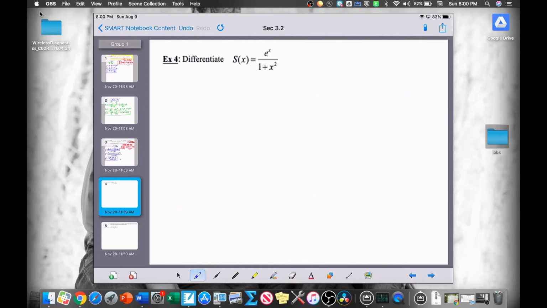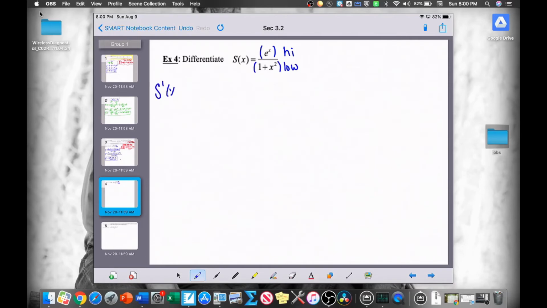Example 4, we are supposed to differentiate another quotient. This time our high function is just e to the x. Remember, the derivative of e to the x is e to the x. And our low function is 1 plus x squared, which is a polynomial.